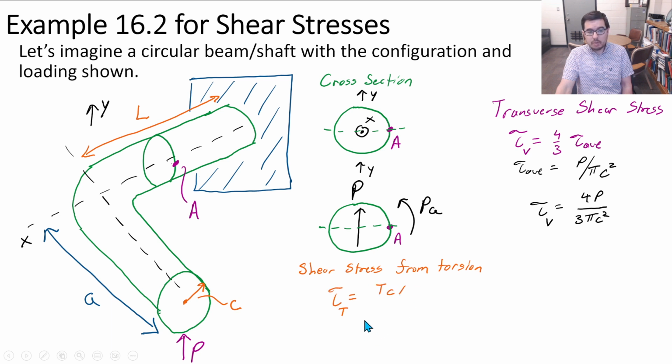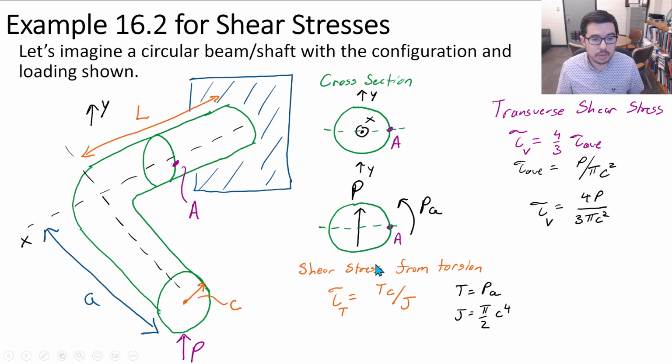that equation, or the equation that we use, is TC over J, just like we see here, okay, and the torque we said is PA already, so torque is equal to PA. C, right, is the radius. We've already used that here. And J is pi over 2, C to the fourth.